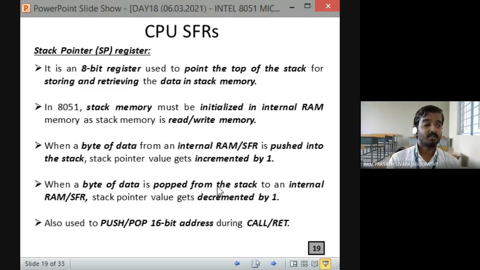Fine. It is also used to push or pop a 16-bit address during call and return instructions. Generally, only a byte can be pushed or popped from the stack. During call and return instructions, it can push a 16-bit address, like in the 8085 microprocessor. Fine. But remember one thing: here we have an ascending stack, there we have a descending stack. Here we have an 8-bit stack pointer, there we have a 16-bit stack pointer. Fine. So that's all about the stack pointer register.